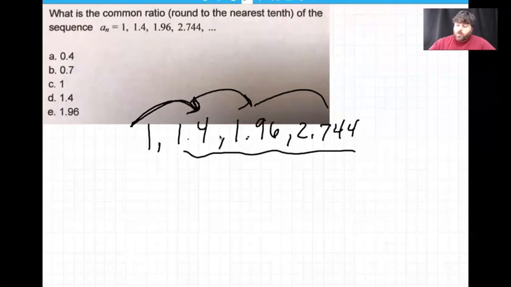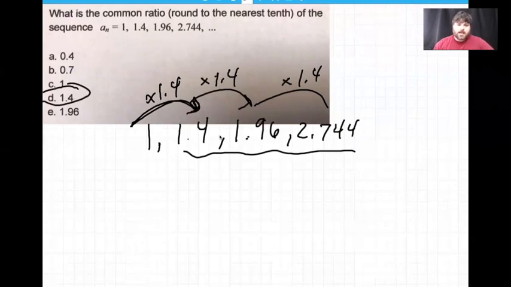1 times 1.4 gives me 1.4. And if you check, 1.4 times 1.4 would give you 1.96. And if you multiply that by 1.4, you get 2.744. So my common ratio is that number that I multiply by each time. So I get choice D.